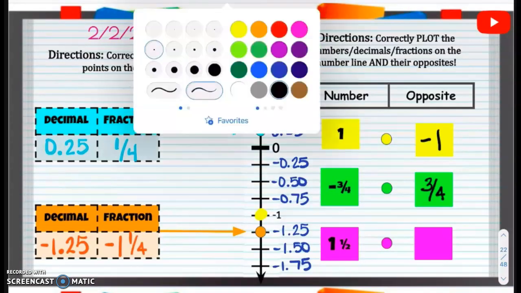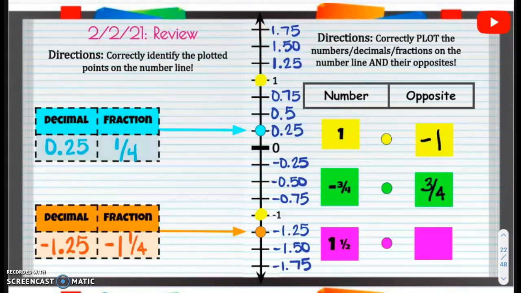So when we have negative 3/4, we're going to go negative 1/4, negative 2/4, negative 3/4. So it's going to be down here. So it's 75 cents. So this is negative 1/4, negative 2/4, or negative half, negative 3/4. And then this is negative 4/4, which also equals negative 1, because 4 divided by 4 equals 1.